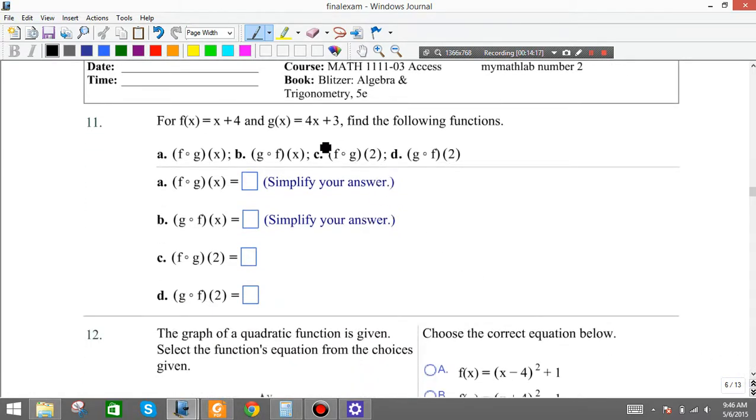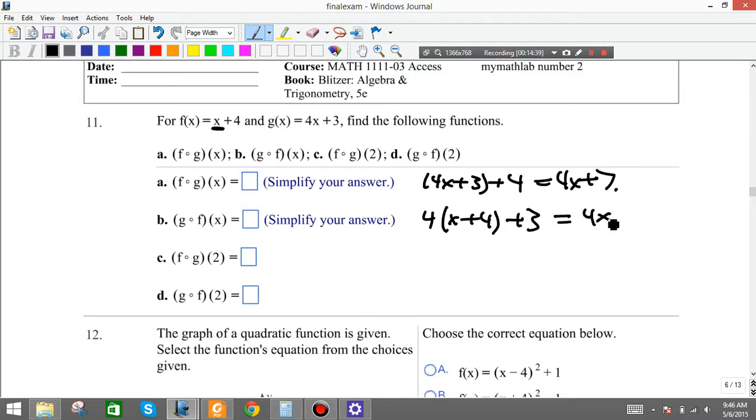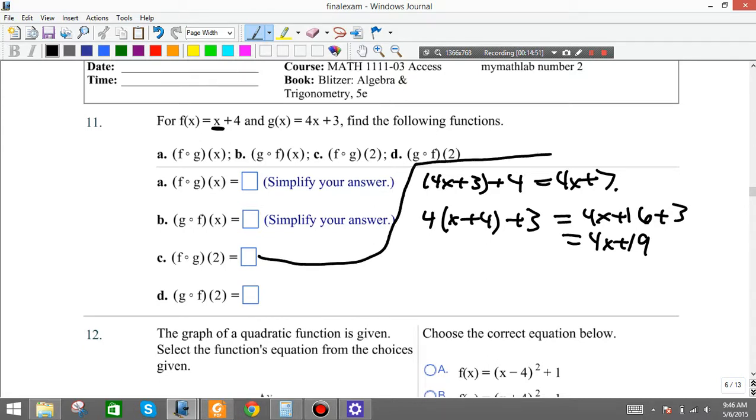Plug one function into the other, f of g of x, you go to f, which is x plus 4, and put g wherever there's an x. And so it becomes 4x plus 3 plus 4. That is 4x plus 7. G of f is 4 times x plus 4 plus 3. That is 4x, distribute the 4, plus 16 plus 3. That is 4x plus 19.